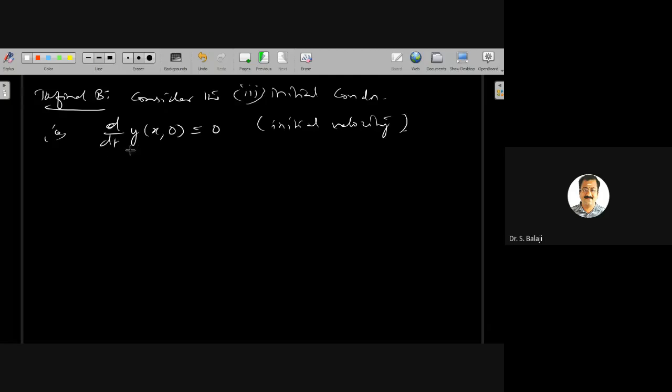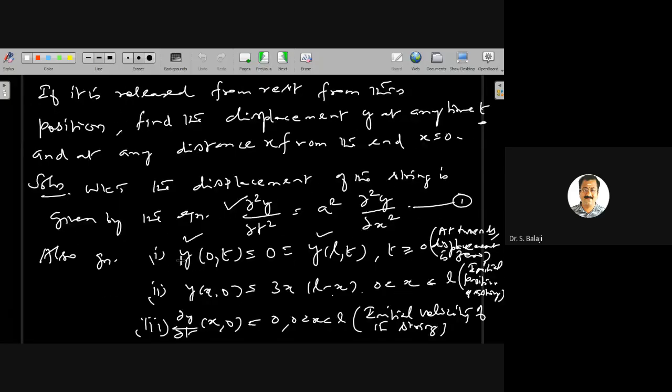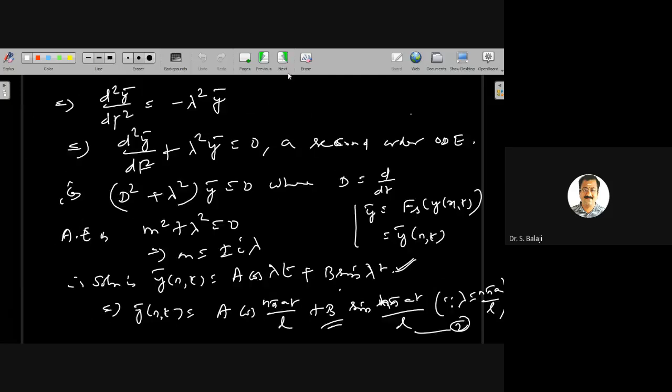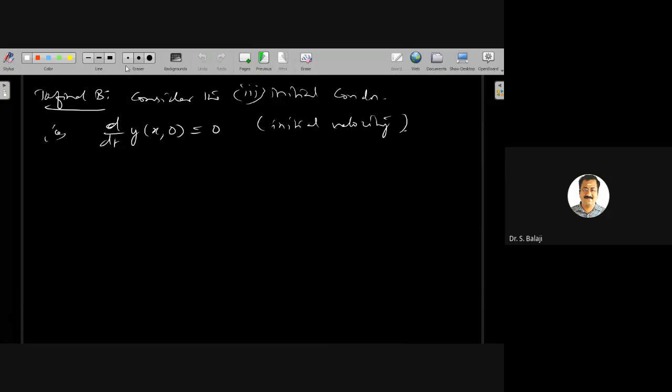Initial velocity: d by dt of y of x comma 0 equal to 0. Because two variables are present, it is dou y by dt of x comma 0 equal to 0. Where is b present here? Yes, this is y bar of n comma t. From this you can find b here, because two variables are present, it is dou by dou t, velocity. Y of x comma 0 equal to 0.